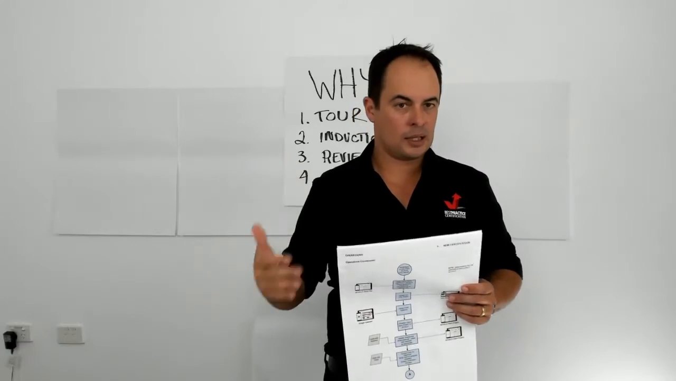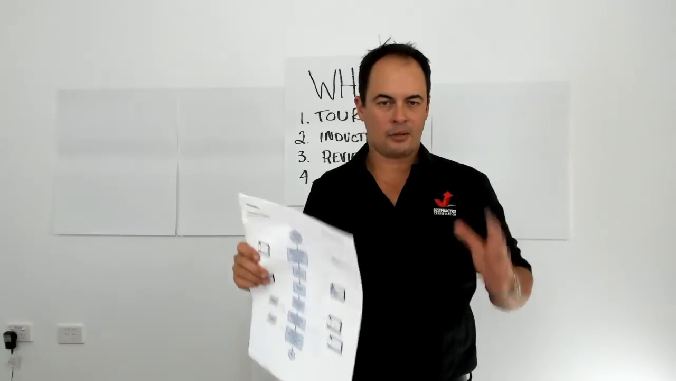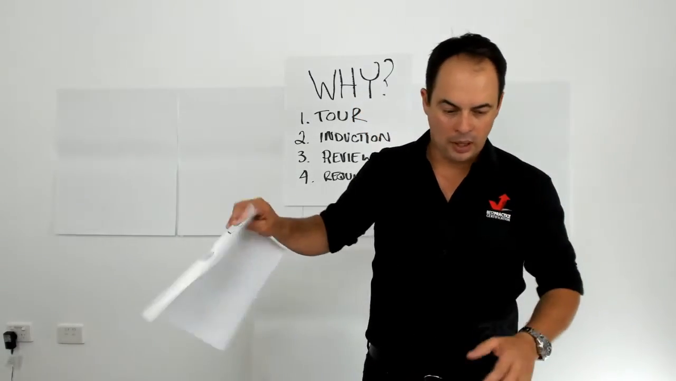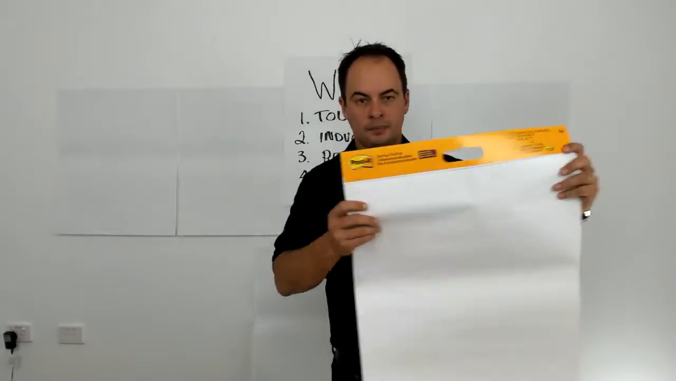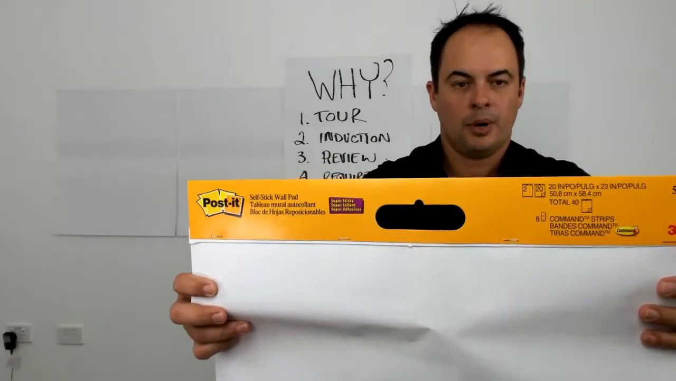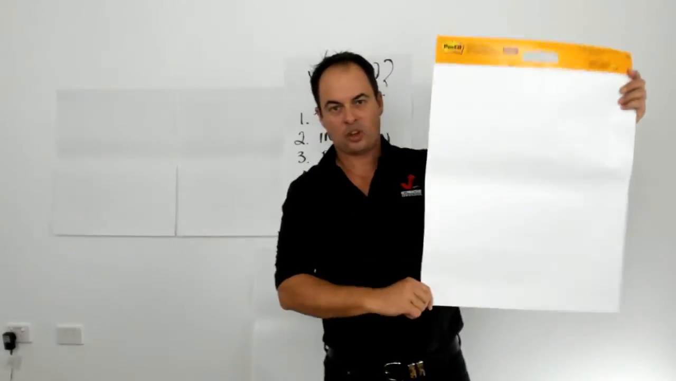Okay, I'm going to give you a couple of quick hacks. I said I would talk about how to write a process flow. Number 1, in terms of how to write a process flow, I use this great product here. Let me just put that up. It's a Post-it note. It's a sticky note, but it's huge.